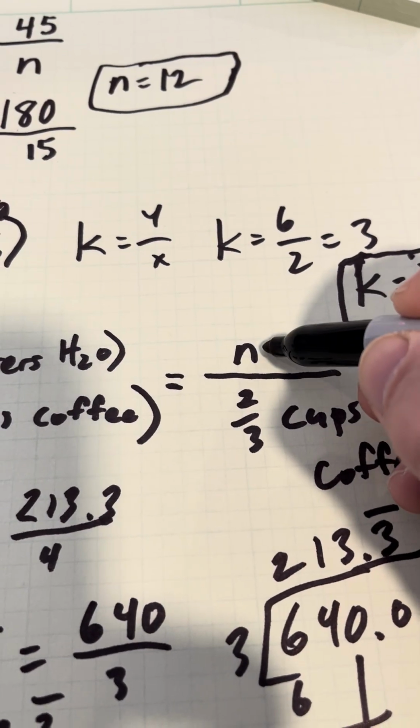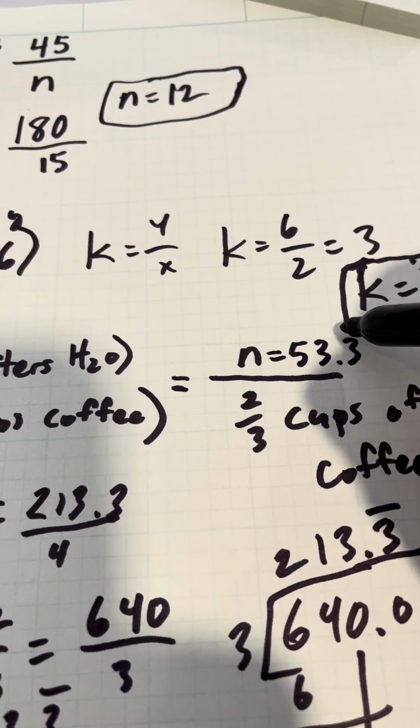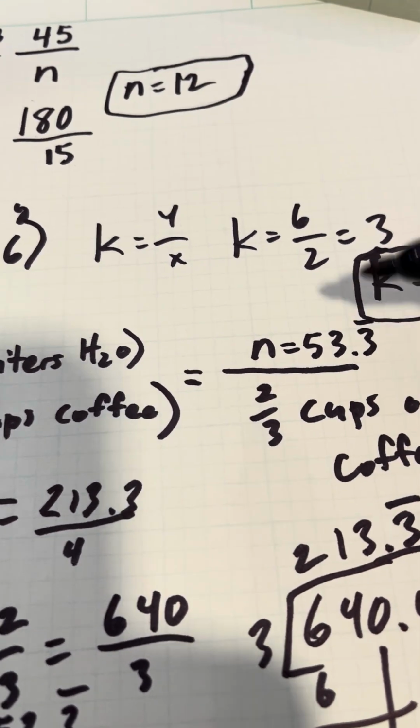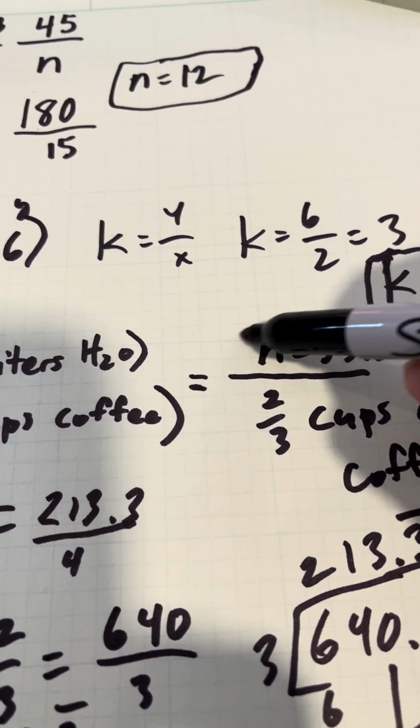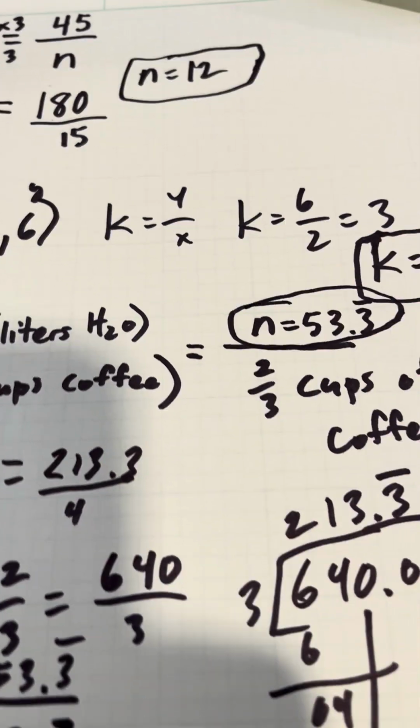So n equals 53.3. Repeating, and that's not even necessary. If this was a question on the test and you just put 53.3, that would be Gucci. Okay. All right.